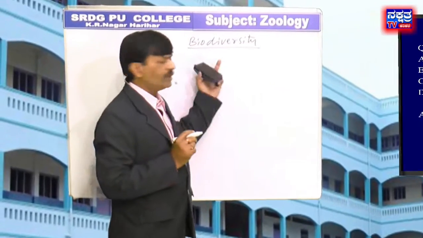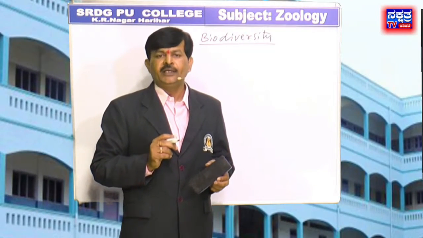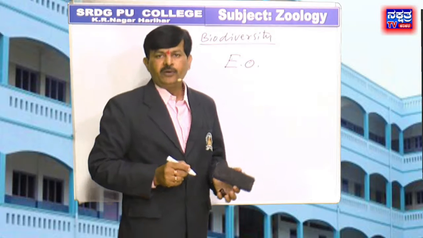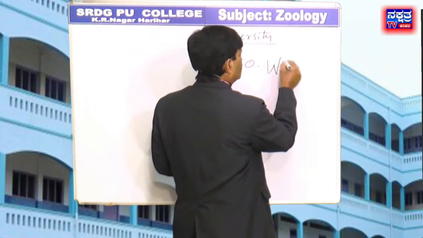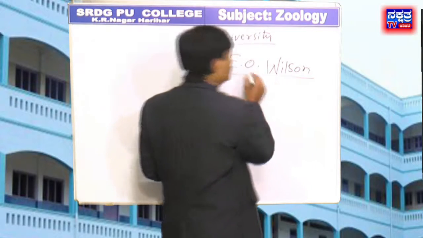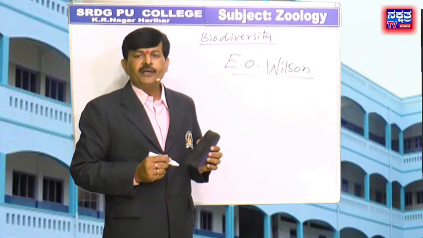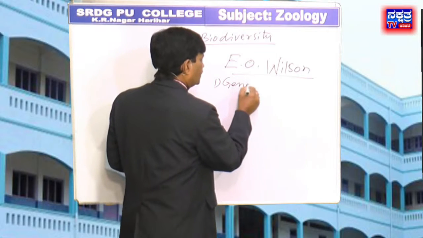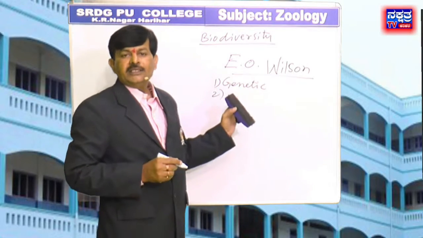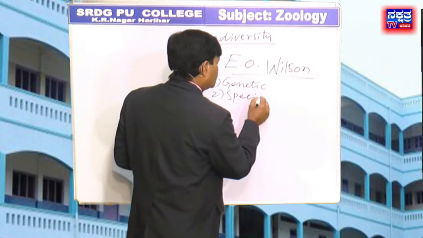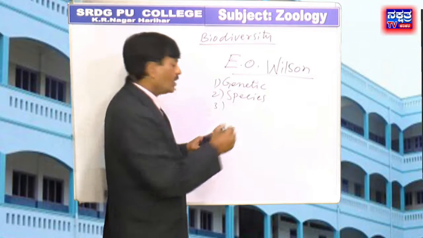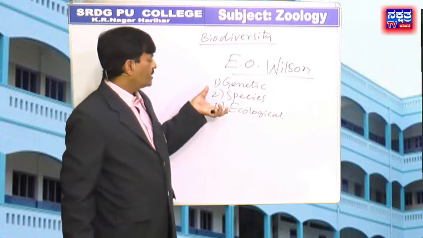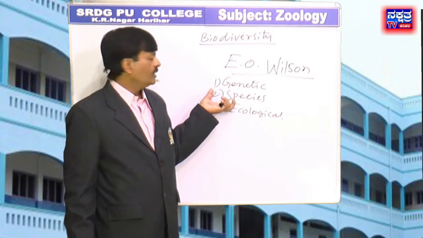The term biodiversity was first coined by the entomologist E.O. Wilson. The most important components of biodiversity are, first, genetic diversity, second, species diversity, and third, ecological diversity. These are the three main components of biodiversity.